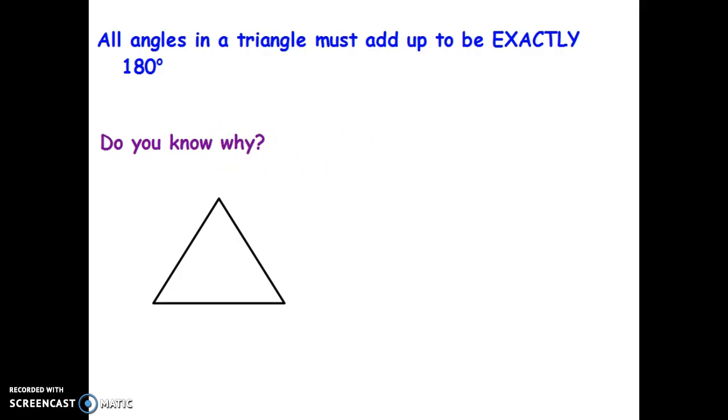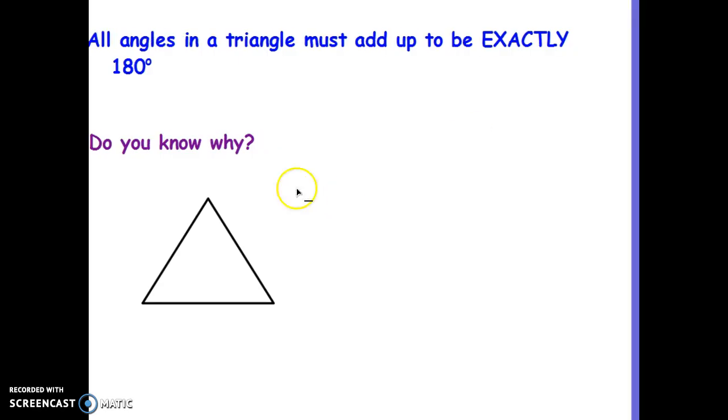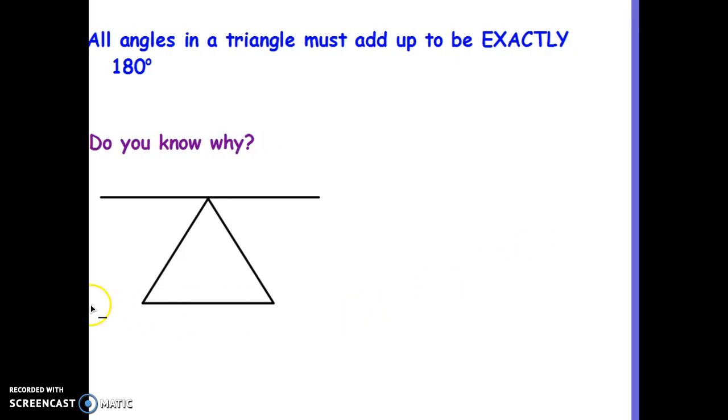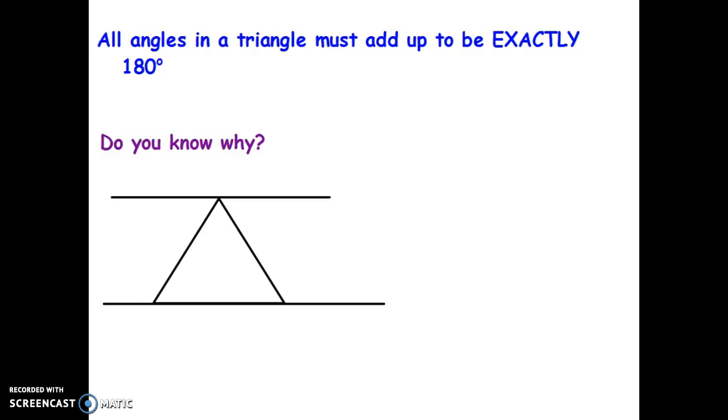And do you know why? We're going to go through a little bit of a proof here. So if we were to draw a straight line, parallel to the base of the triangle, okay? And here, we can even continue our triangle out to make it easier to see. And it's like we took this triangle and we just flipped it upside down.